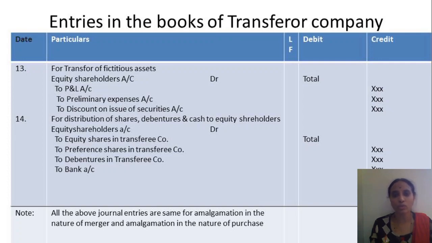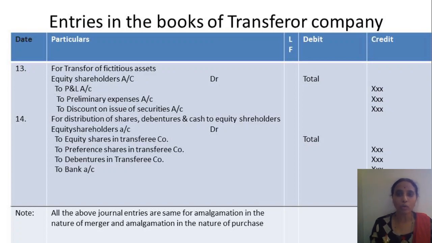Whatever is given to the equity shareholders of transferor company should be recorded: debit the equity shareholders account and credit in the form in which it is given. That is in the form of equity shares, preference shares, debentures and cash or bank of the transferee company. So all these 14 journal entries have to be passed in the books of transferor company, in case the form of amalgamation is in the nature of merger.